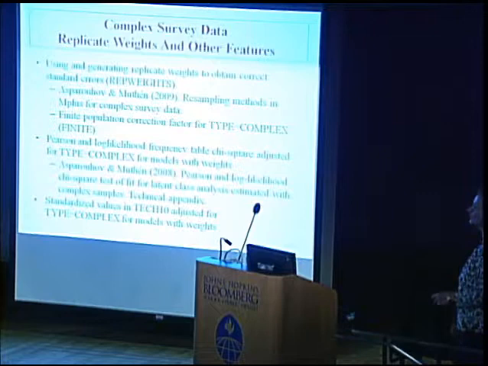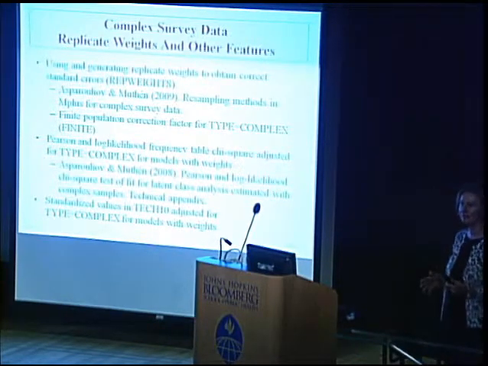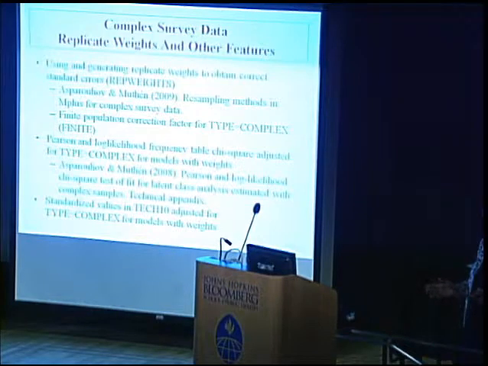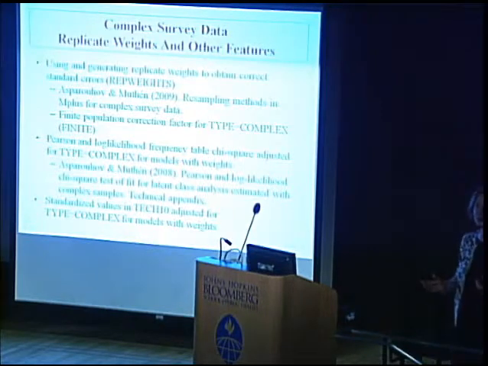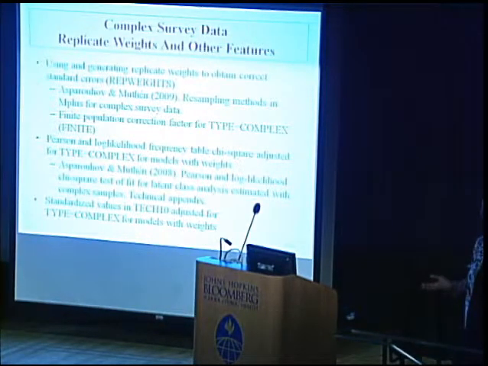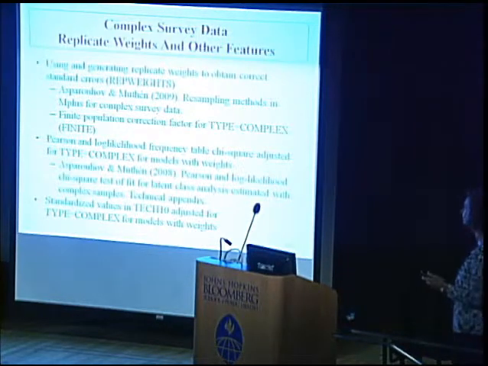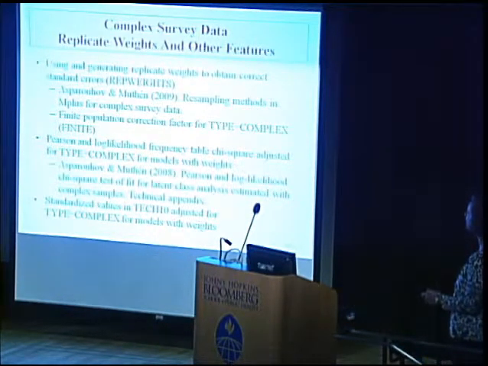So anyway, we added replicate weights. A lot of people now have complex survey data sets where they are provided with replicate weights, because this is a way of protecting people's identities. And so all of the information about the sampling design gets put into the replicate weights. But you need to actually be able to use the replicate weights appropriately. So that's available now in version 6. And we also added a finite population correction factor for TYPE equals COMPLEX.